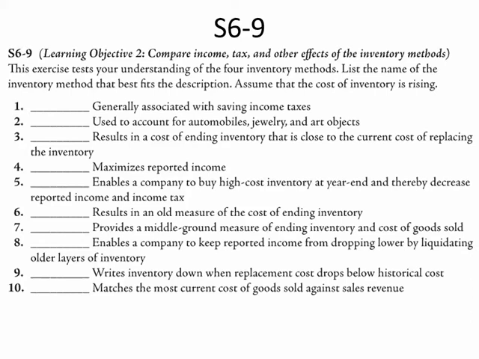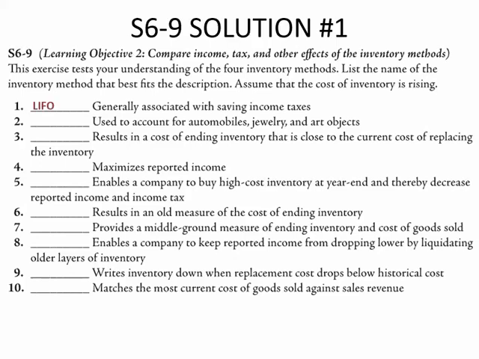So the first one, generally associated with saving income taxes. The LIFO has the distinction of usually being known for saving income taxes because LIFO, your last in or your first out, so your most recent units are on your income statement as expense. Your most recent items are usually the most expensive items in periods of inflation, so you have the highest expense on your income statement. So that's generally why you save income taxes, because you have more expense, less income.